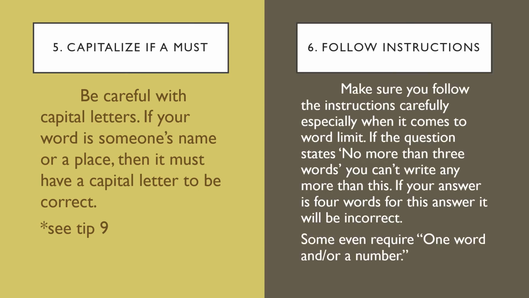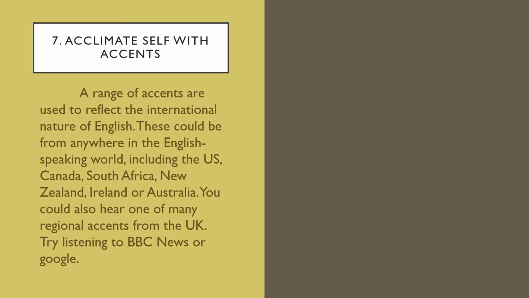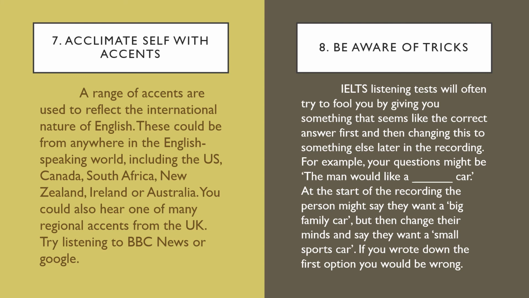Sixth, follow instructions carefully and be mindful of the word count limit. To review how words are counted in the IELTS exam, please revisit the lecture on the IELTS reading test. Number 7, acclimate yourself with different accents. To do this, try listening to BBC News or Google, or you can watch more English movies to train your ears. Number 8, again, as mentioned previously, be aware of tricks as speakers change their minds or statements in the recordings.